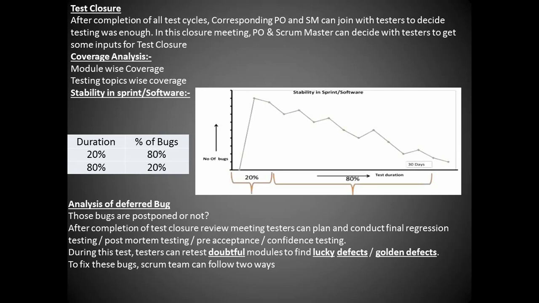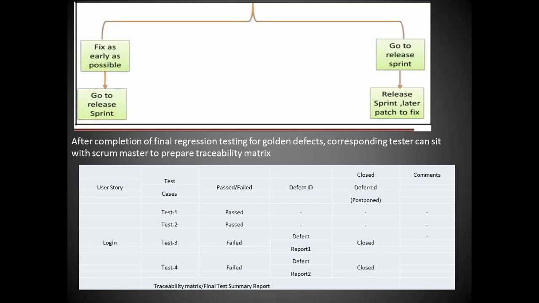Analysis of deferred bugs: whether those bugs are postponed or not. After completion of the test closure review meeting, testers can plan and conduct final regression testing, post-mortem testing, pre-acceptance testing, or confidence testing. During this test, testers retest the doubtful modules to find lucky defects or golden defects. To fix these bugs, the Scrum team can follow two ways: fix as early as possible and go to release sprint, or release the sprint and fix it later with a patch.